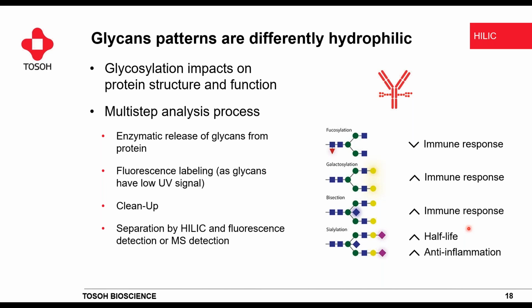So it makes sense to analyze your glycosylation patterns if you think that you might have different ones before you're using your sample. This analysis is a very important and multi-step process. So first, the glycans are enzymatically released from the protein. Then they are fluorescence labeled because glycans don't have a real big UV signal, so it's quite low. So you need to have another signal that you can measure. And this is then followed by a cleanup step, and afterwards they can be separated by HILIC, and then the fluorescence detection is done, or you do mass spectrometry afterwards.